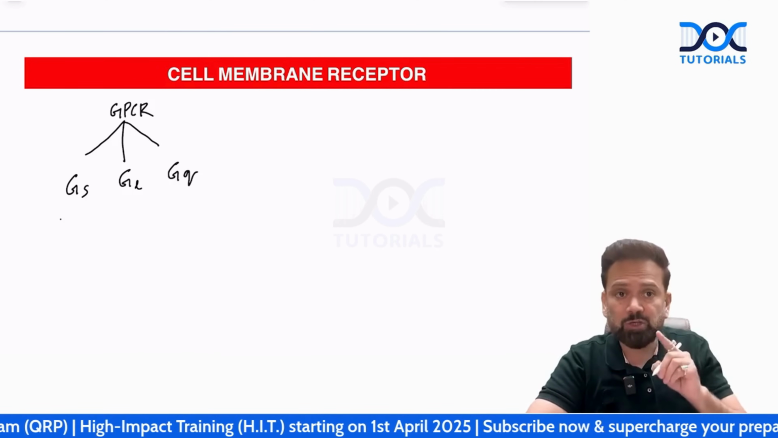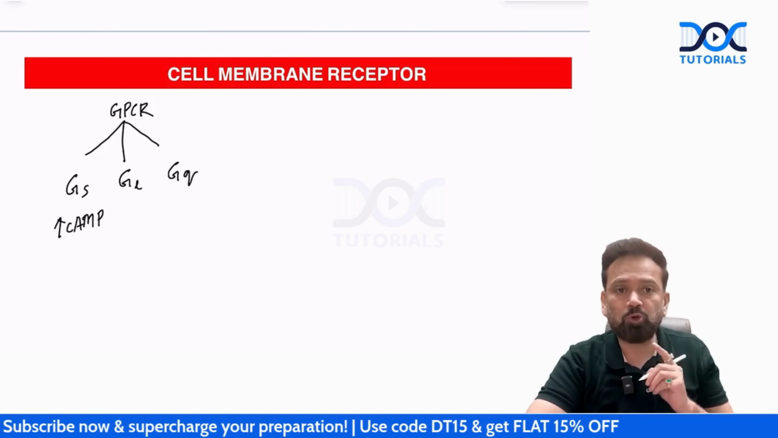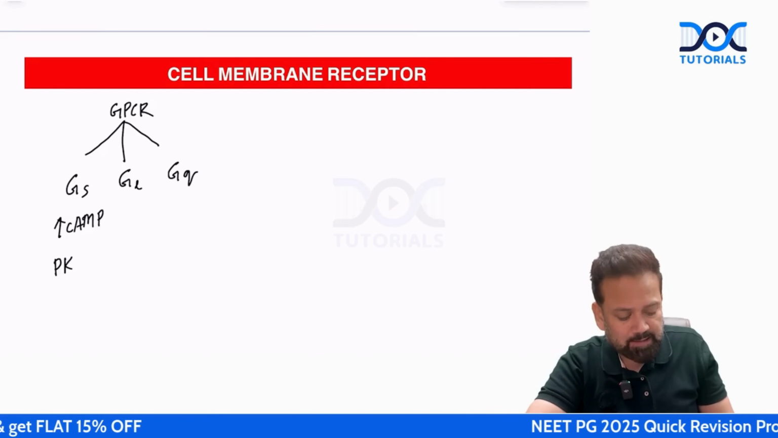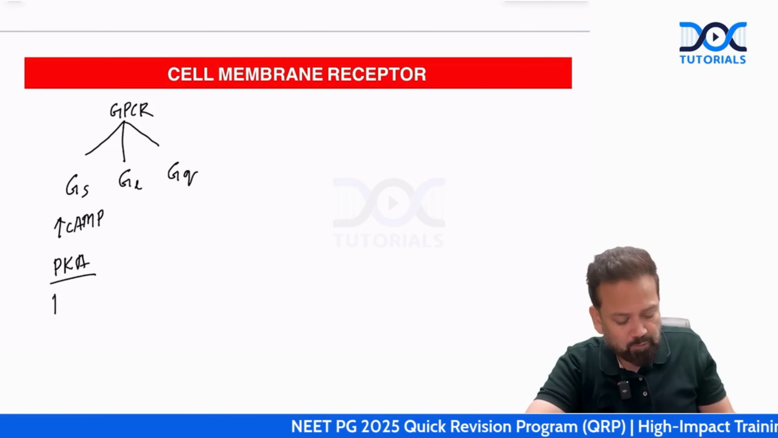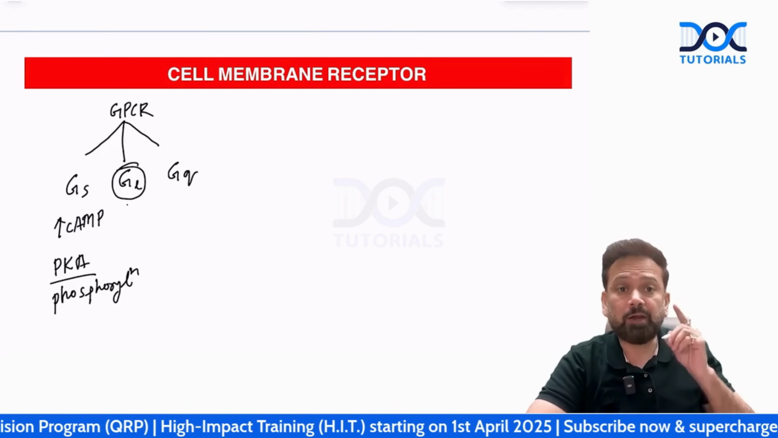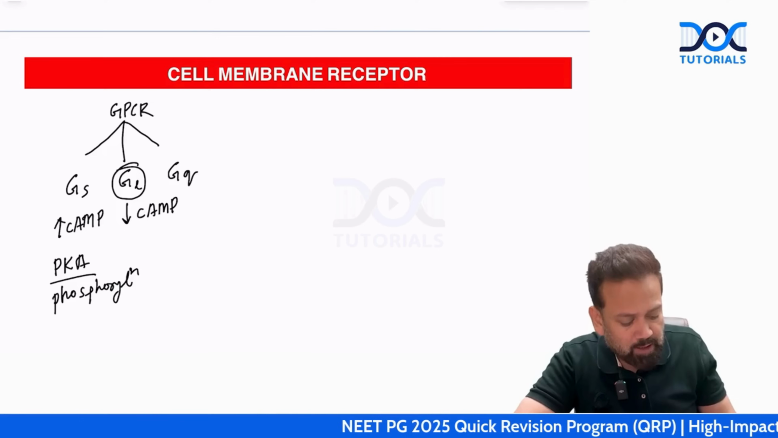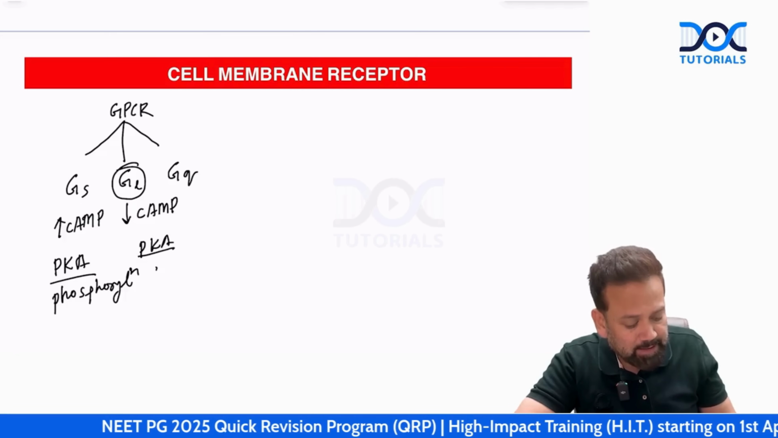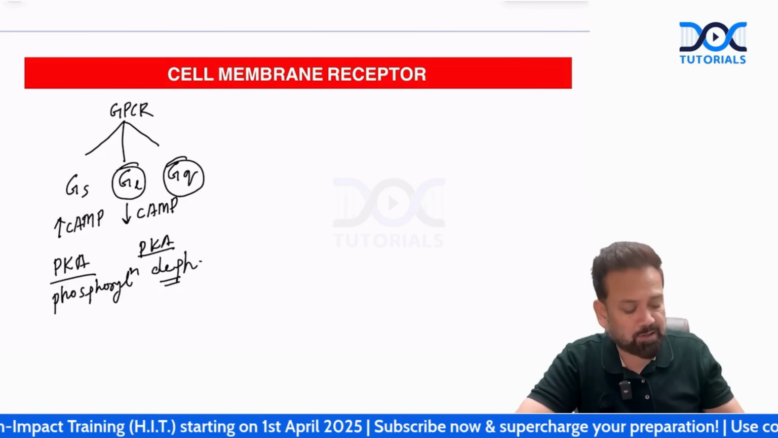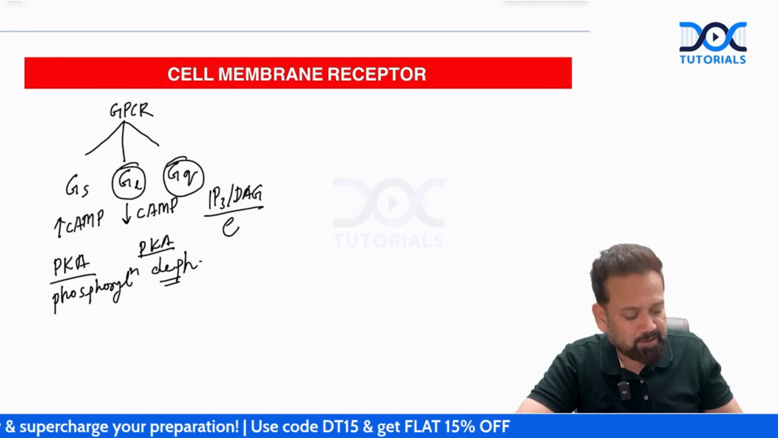G stimulatory: the secondary messenger is cyclic AMP, and this is going to increase cyclic AMP and phosphorylate whom? Protein kinase A. Protein kinase A phosphorylation. G inhibitory: the secondary messenger is again cyclic AMP, but here it is decreasing cyclic AMP. So again protein kinase A will be dephosphorylated. GQ: the secondary messengers are IP3 and DAG, inositol triphosphate and diacylglycerol, and calcium.